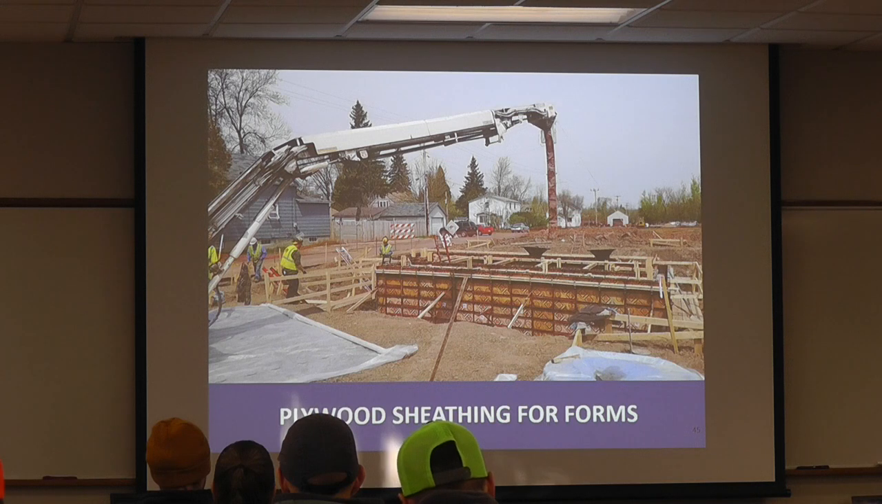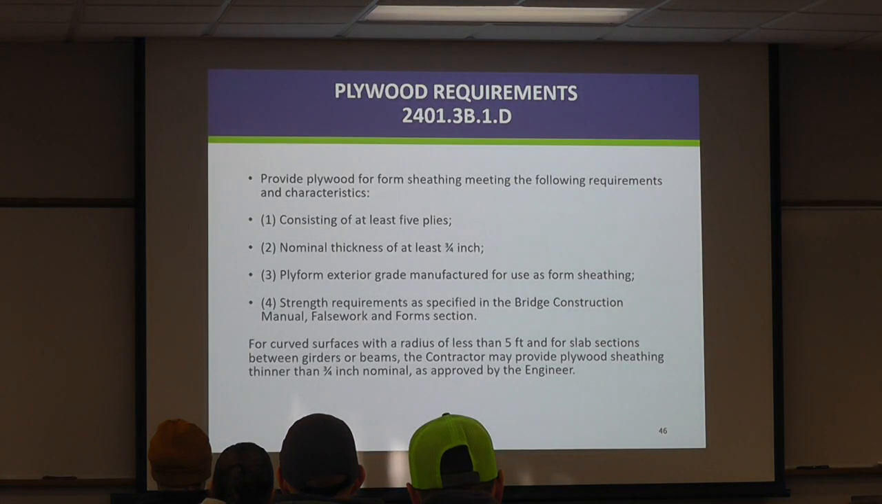So sheathing is something that gets used a lot. The bridge sheathing will provide, and there's plywood for form sheathing. It has to meet certain requirements, which we'll see on the next slide. So this is in 2401, 3B01D, and it talks about what the plywood has to be.